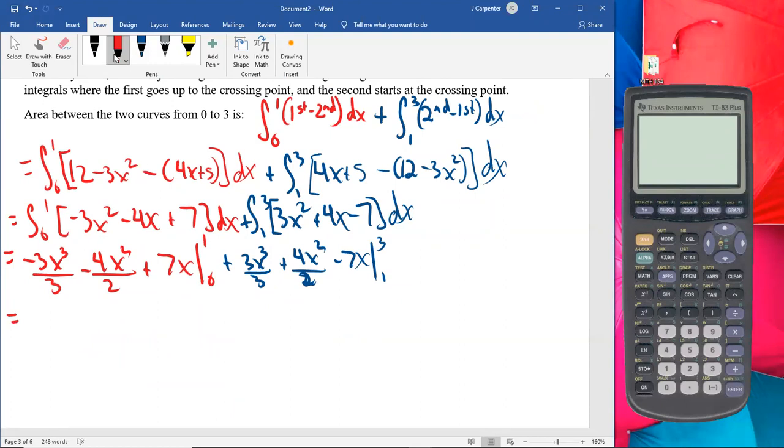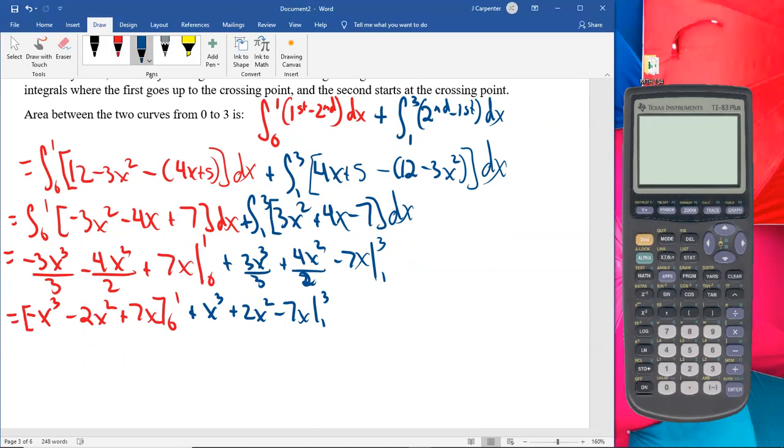Let's clean these up some. That is negative x cubed minus 2x squared plus 7x evaluated from 0 to 1, plus x cubed plus 2x squared minus 7x evaluated from 1 to 3. And it's instances like this that might really be helpful, instead of using my notation of these lines, to do them as brackets instead, like the textbook does. That might be more helpful for you visually.